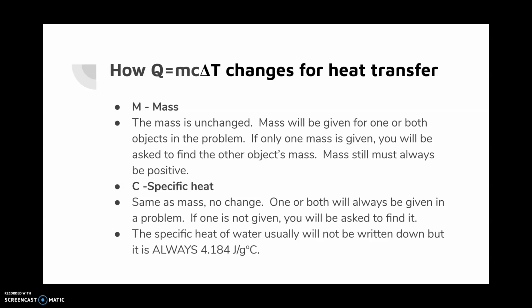Now, since this is not the first time we're doing specific heat problems or calorimetry problems, I will expect you to know the specific heat of water because it will be a recurrent constant. So always remember the specific heat of water is 4.184 joules per gram degrees Celsius.